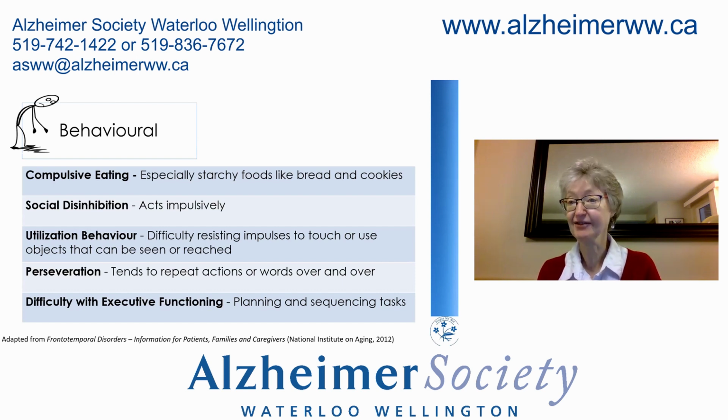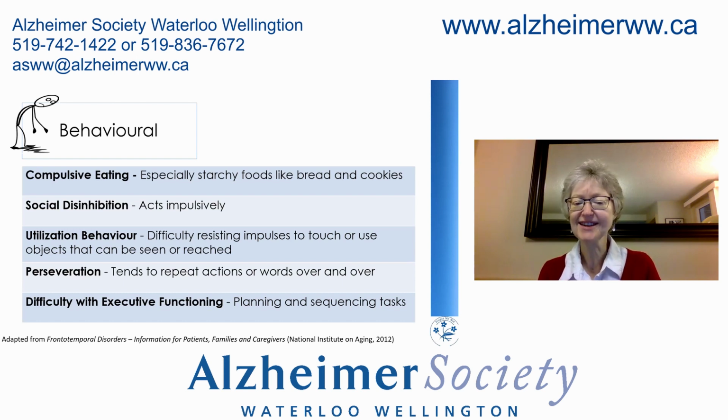Utilization behavior, isn't that a fancy term? It really refers to the difficulty resisting impulses to touch or fondle or manipulate any object that's within reach. So they might sit and stroke the wall, or sit and stroke a tabletop. They have to be touching things. Perseveration, that's just a fancy way of saying they repeat actions or words. So it's repetition over and over.